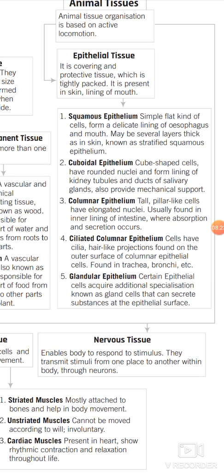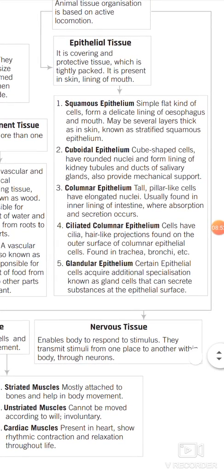Okay, the second type of epithelium is cuboidal epithelium. In the word cuboidal, one word is hidden, that is cube. It means such tissues have cube shaped cells, that is why this tissue is known as cuboidal epithelium. Cube shaped cells have rounded nuclei and form the lining of kidney tubules and ducts of salivary glands. Getting it, dear students, where is this cuboidal epithelium present? It is present in the lining of kidney tubules and ducts of salivary glands.